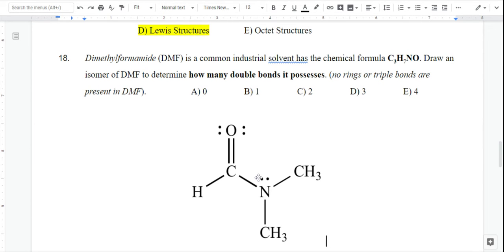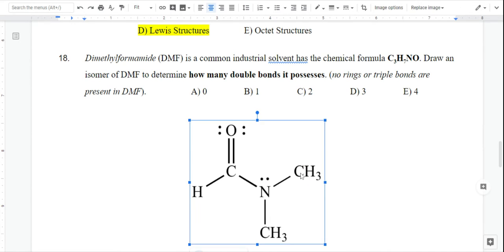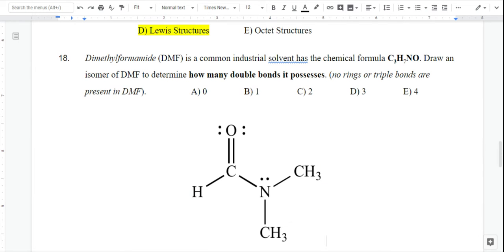Now, here is what DMF actually looks like. Let me point out that these two CH3s are actually the shorthand for carbon with three single bonds to three separate hydrogens. So it'd be carbon, hydrogen 1, 2, and 3. Same here, but that's just a shorthand. So I told you specifically there were no double bonds, or there were no rings or triple bonds. So if you made a ring, you got this one wrong.